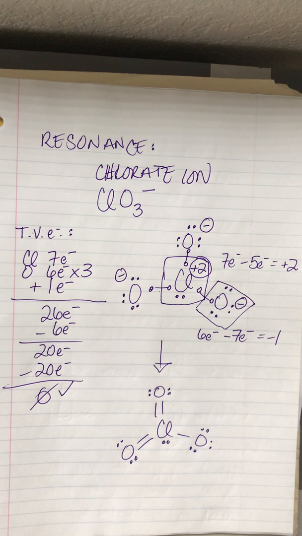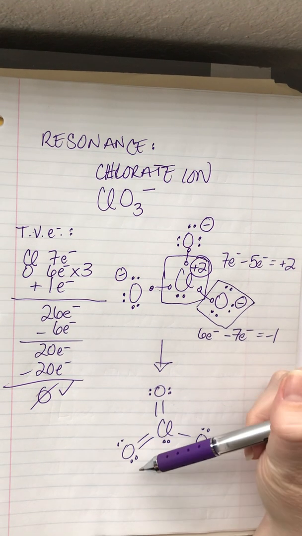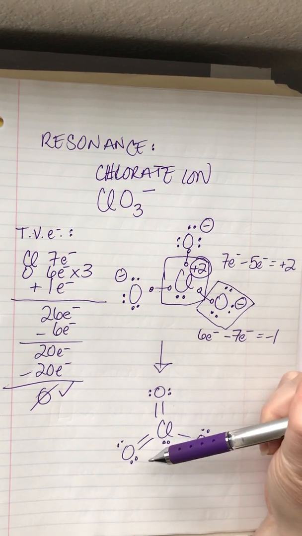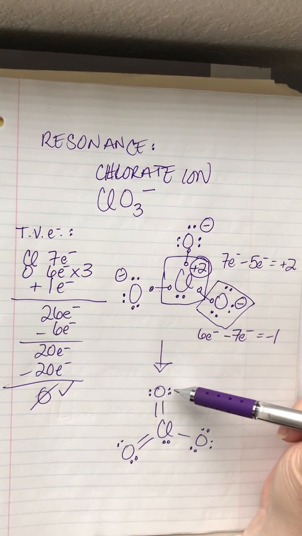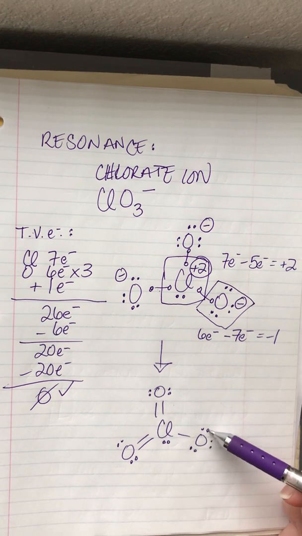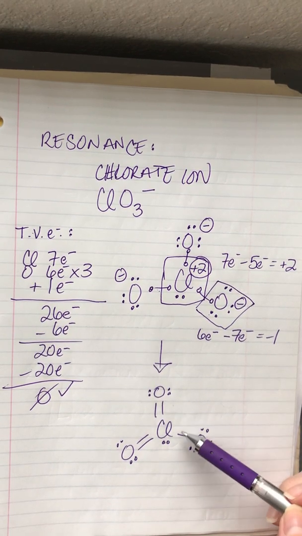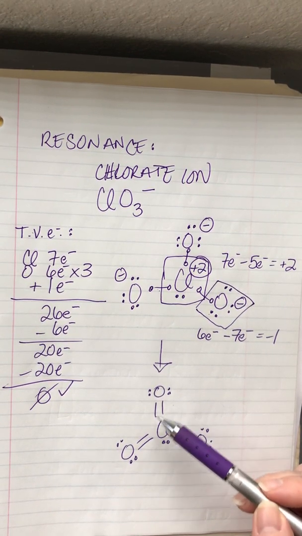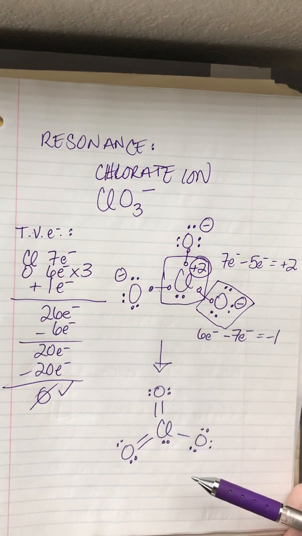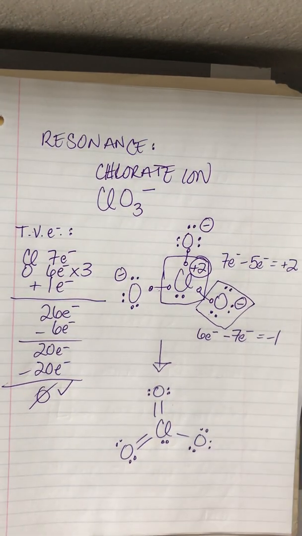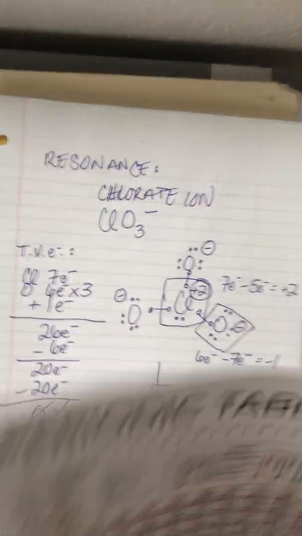Yes, Jessica. It doesn't follow the octet rule anymore, because it's 2, 4, 6, 8, 10 on chlorine. So that would be the very next thing. Anytime we change a structure, we have to check the octet rule, right? So here we have 2, 4, 6, 8 around oxygen, 2, 4, 6, 8 around oxygen, 2, 4, 6, 8 around oxygen, 2, 4, 6, 8, 10, 12 around chlorine, right?